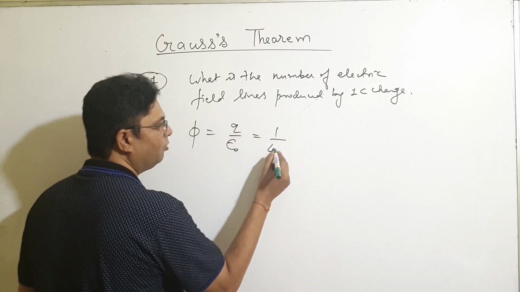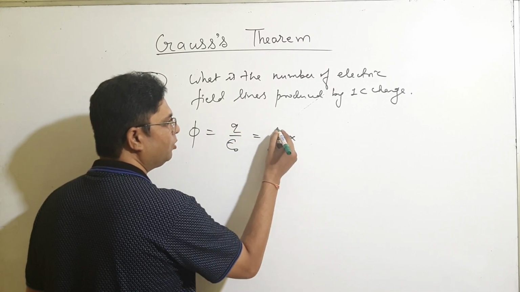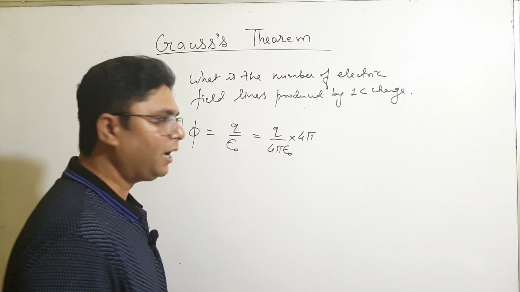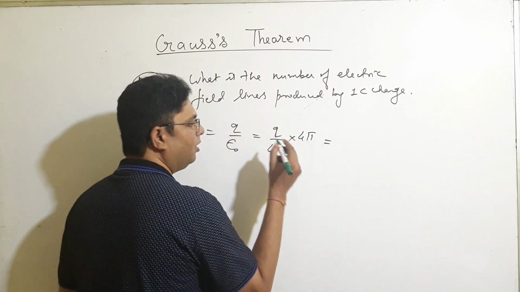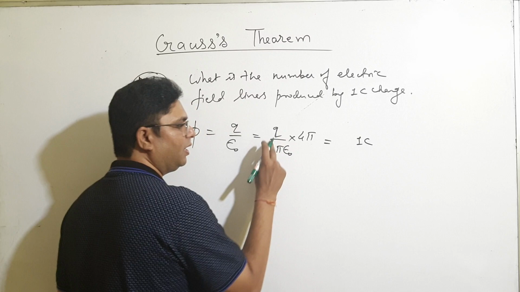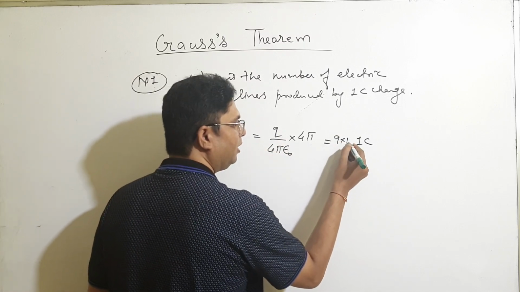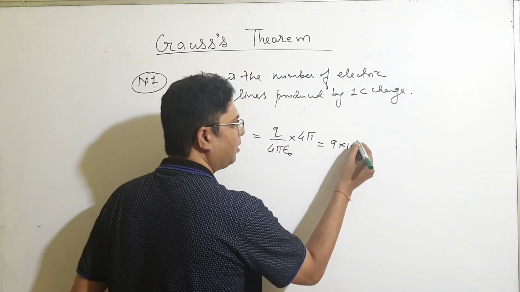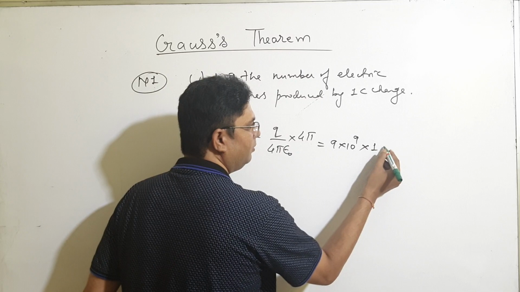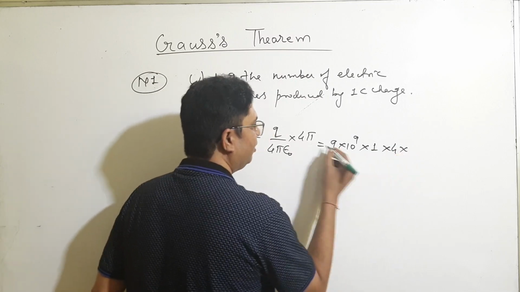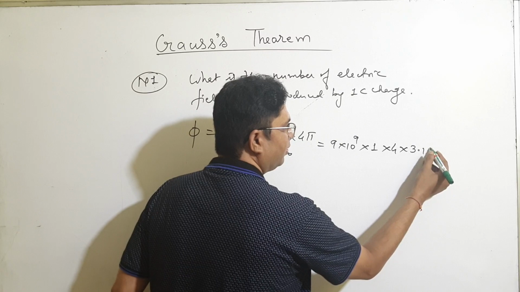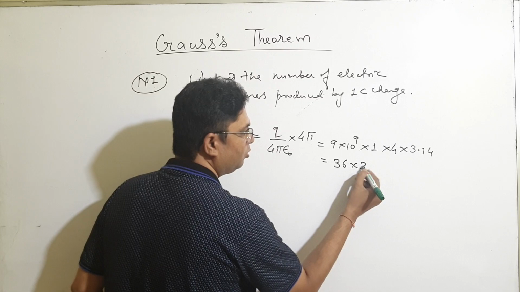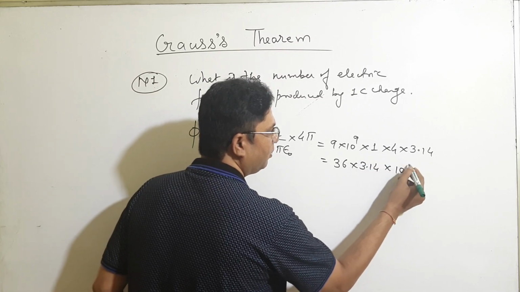We can write it like this: 1 by 4 pi epsilon naught into q into 4 pi. We have multiplied numerator and denominator by 4 pi. Now place the values. The value of charge is 1 coulomb, and you know 1 by 4 pi epsilon naught is 9 into 10 to the power 9. Here this is 1 coulomb, here this is 4, and the value of pi is 3.14. So 9 into 4 is 36, into 3.14 into 10 to the power 9.